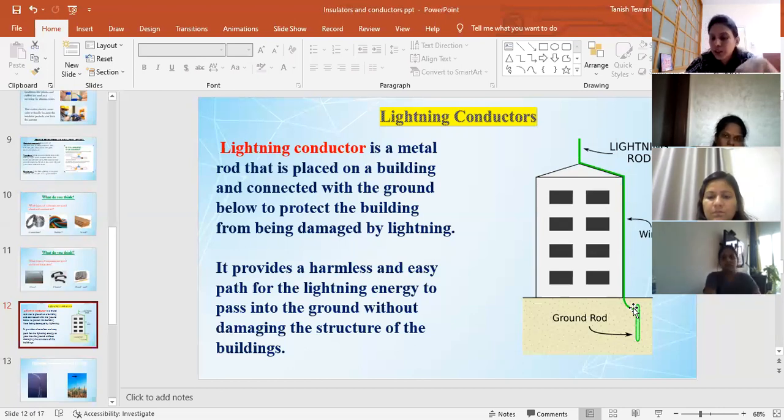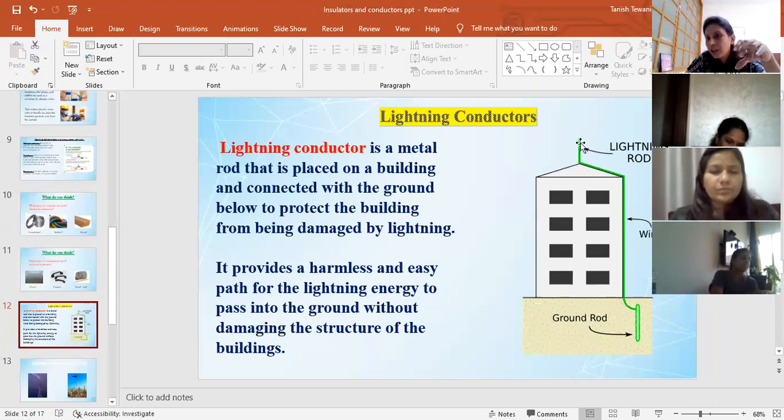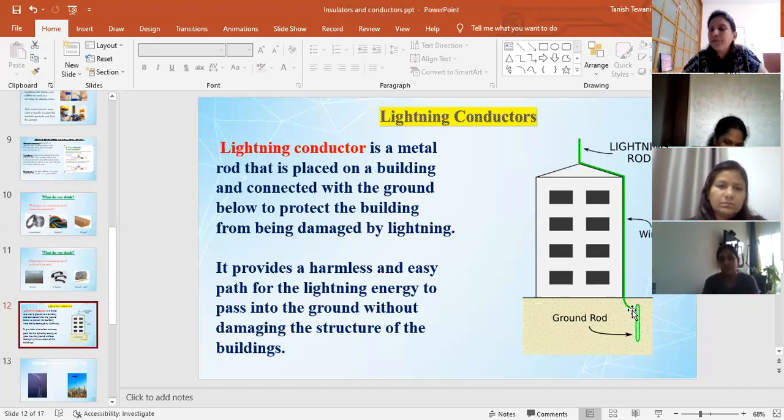Okay, so when the lightning strikes this rod, the electricity will pass, but it will pass very fast, and it will go inside the ground. Then we can prevent the building from the lightning.